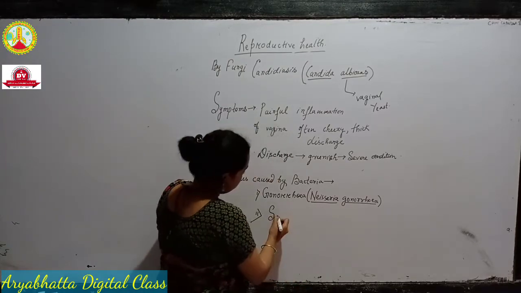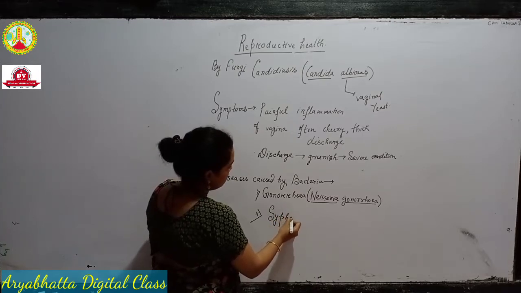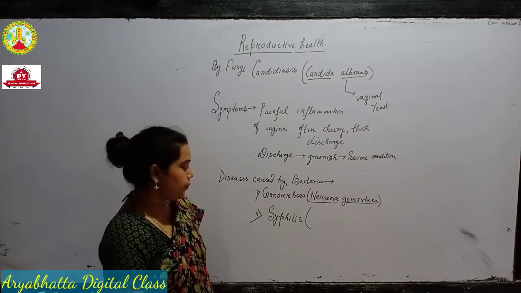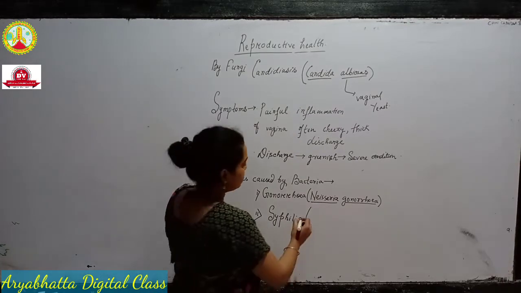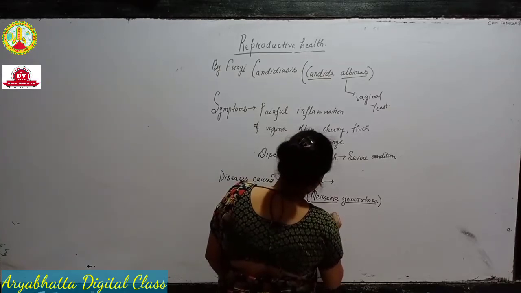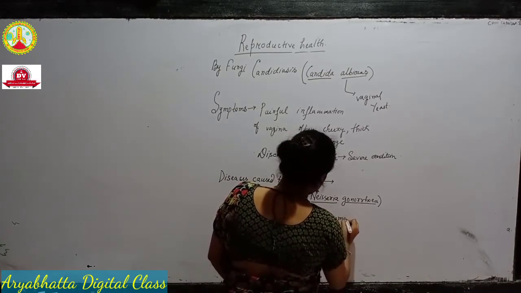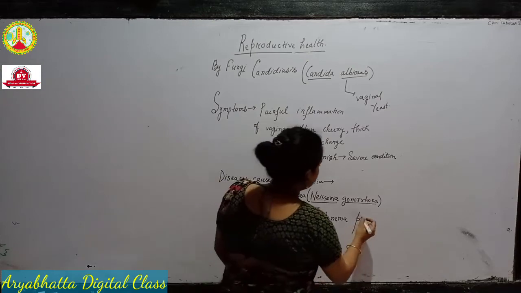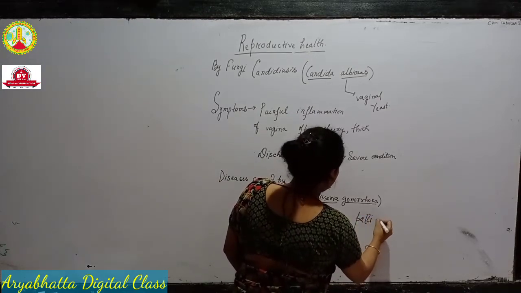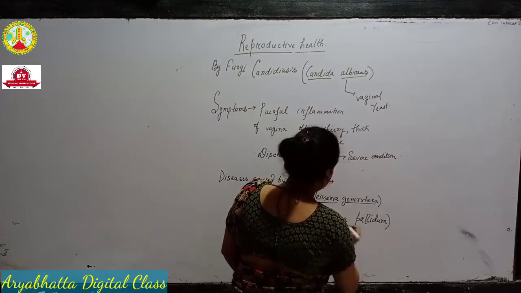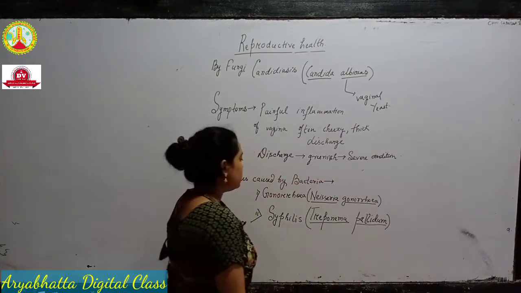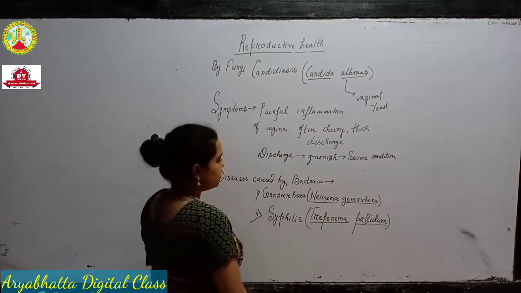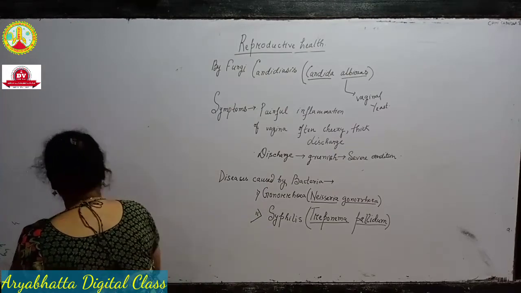Syphilis. Syphilis is caused by a causative agent called Treponema pallidum. Remember the names of those diseases and the names of the causative agents. These are all important. Gonorrhea is caused by Neisseria gonorrhoeae. Syphilis is caused by Treponema pallidum. So, what are the possible symptoms?